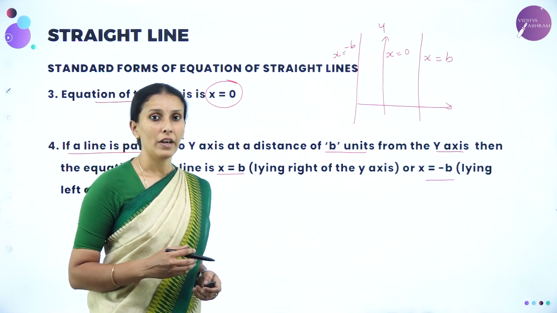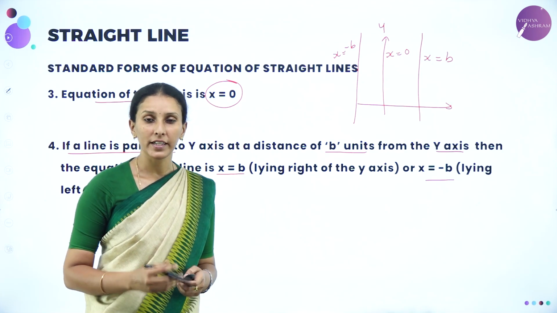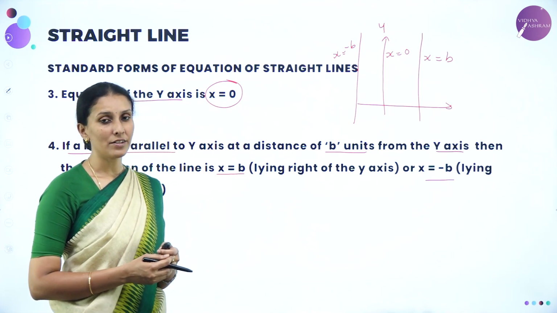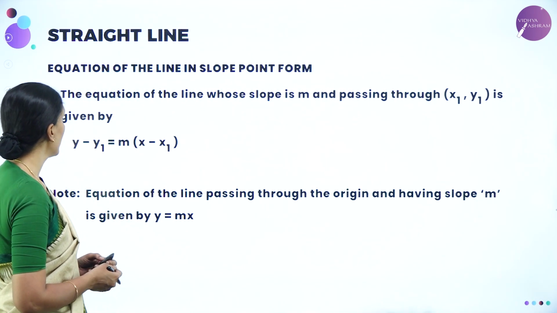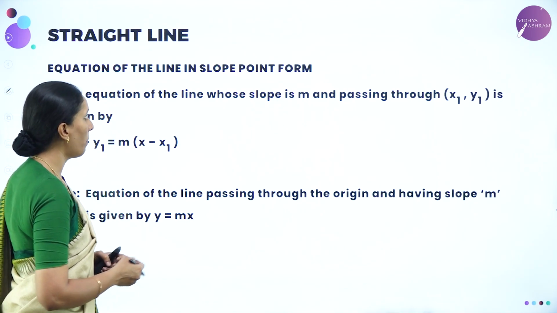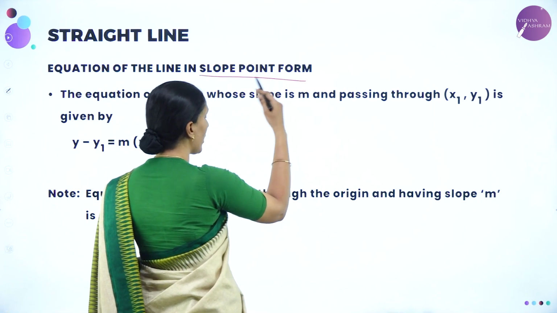So the equation of a line can also be found using certain conditions. We have such kinds of equations. The first one is the equation of a line in slope point form. It can also be called point slope form.